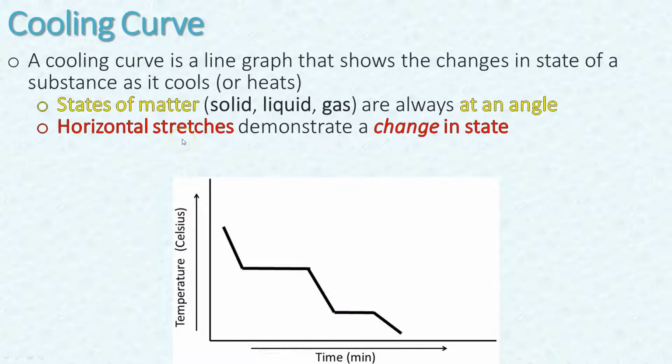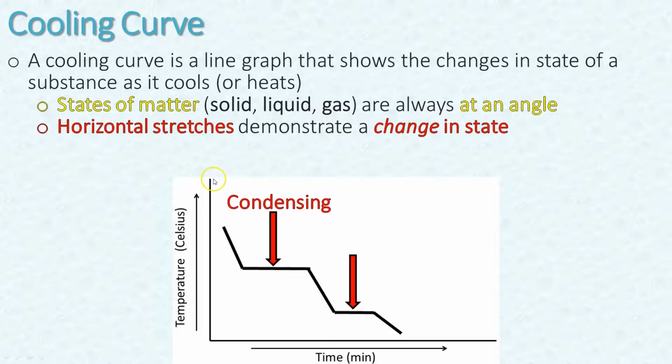Horizontal stretches are going to demonstrate a change in state. So here I had gas, liquid, solid, but these horizontal stretches right here and here are going to represent a change in state. If this was a gas and this was a liquid, this right here represents condensing. As I go to the right, that temperature is actually not going to change. This is very counterintuitive.